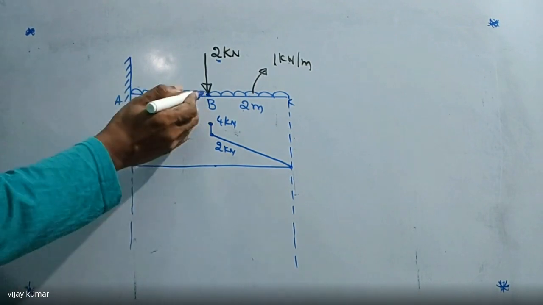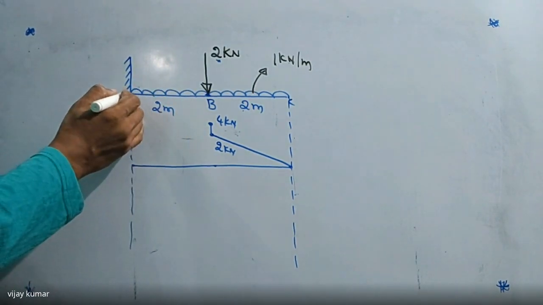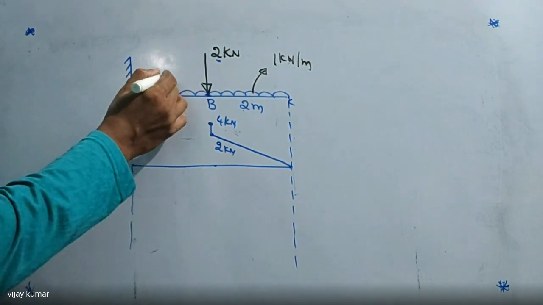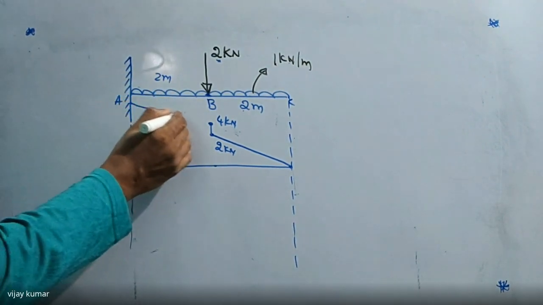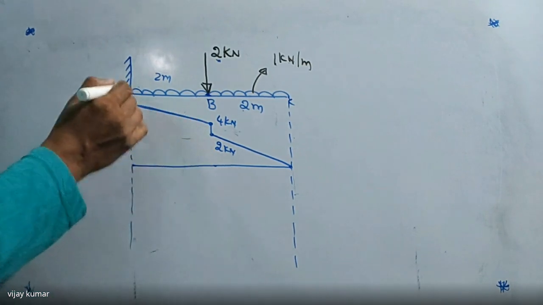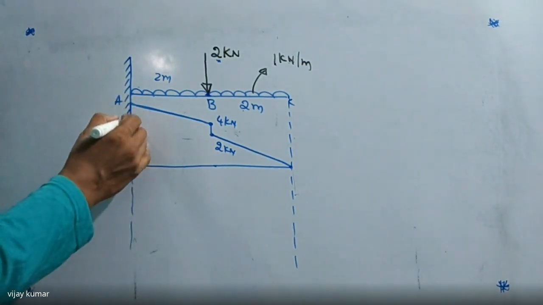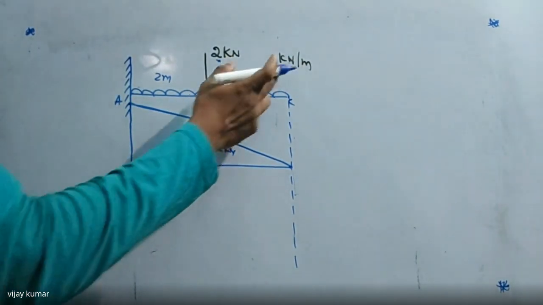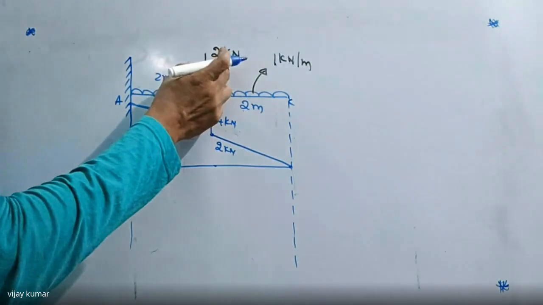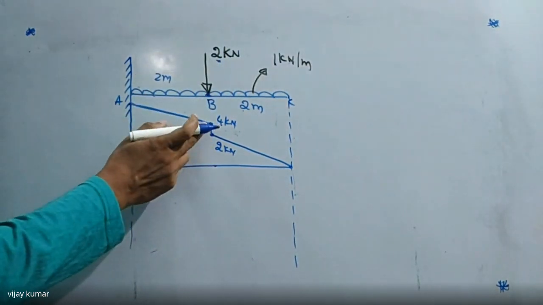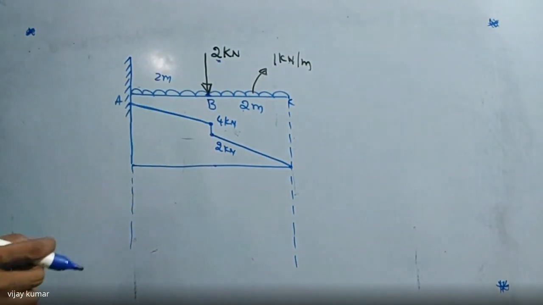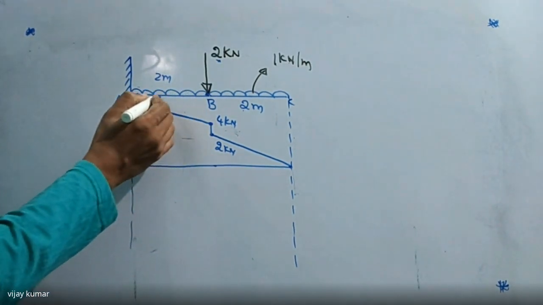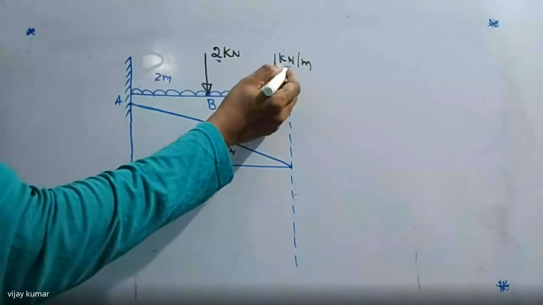Again from B to A, it is UDL, so again it is a triangle because the shear force diagram for UDL is a triangle. But what is the total load here at point A? 2 plus 2 is 4. After this it is 4 kilonewtons, and add this one also. How much is this one? 2 meters into 1, again 2 here.